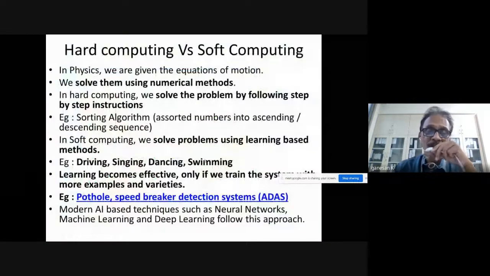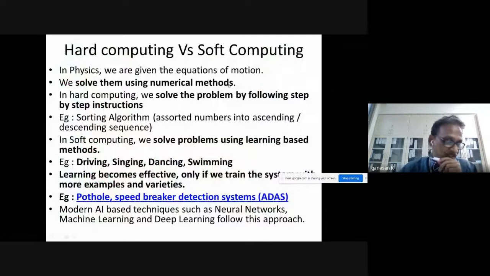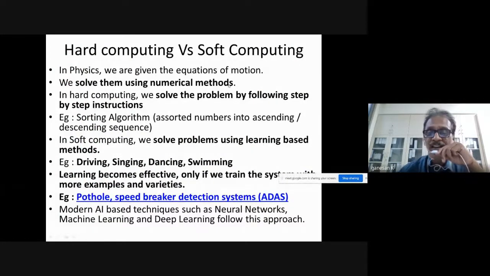Okay. Now there is another related paradigm shift that is happening in computing. When we talk about physics or even nonlinear dynamics, we are talking of solving. There is an underlying equation of motion and a numerical technique, and you can solve it by starting with an initial condition and velocity, and then you will get all the details that you want.